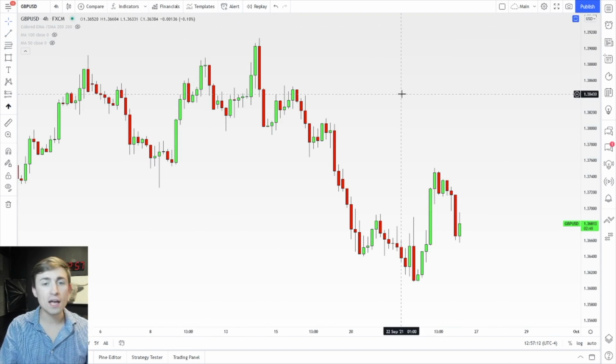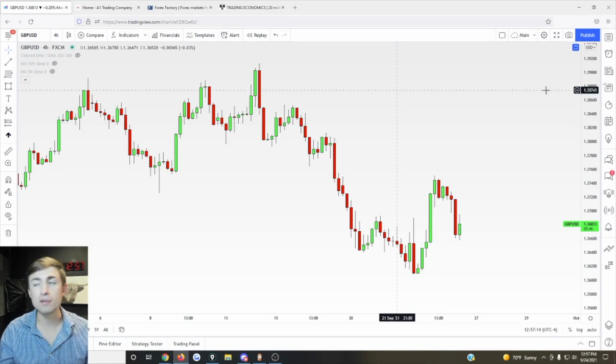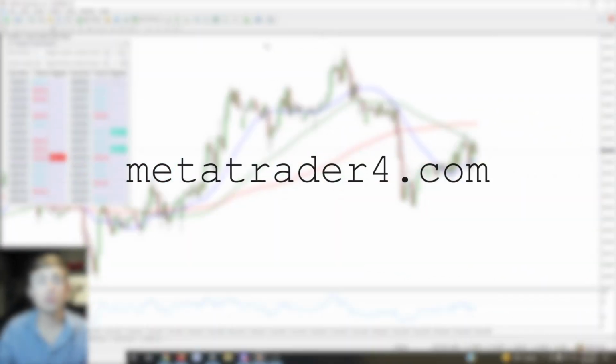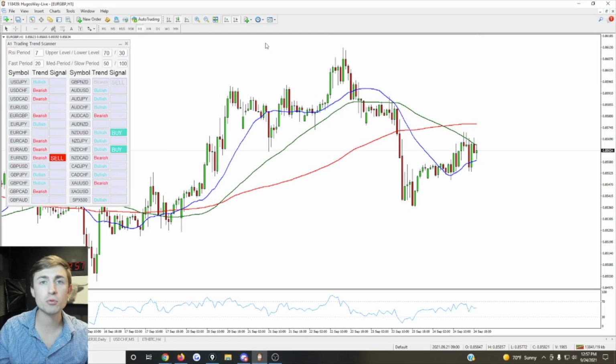Now, of course, another thing that I use is Metatrader 4. Depending on what broker you are using, some brokers will be able to integrate with TradingView and others will not. If you're using a broker that cannot integrate with TradingView, you may be using Metatrader 4, which is great itself, and most brokers will offer this.